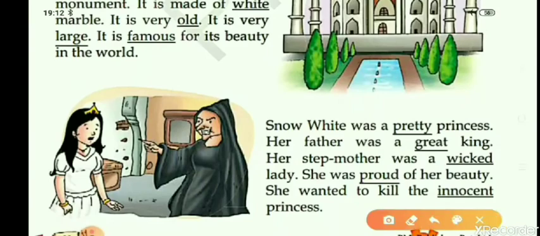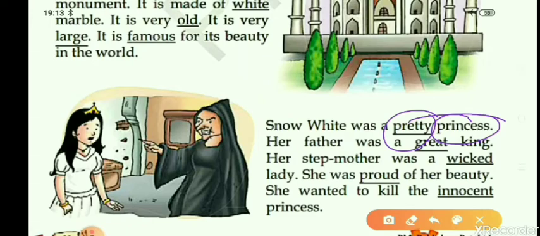Children, here you can see a picture of a witch and a girl. It's a wicked lady. We call it a witch. Snow White was a pretty princess. Now the word pretty describes the noun princess. How was the princess? The princess was pretty. Snow White was a pretty princess. So the word pretty is describing the princess.